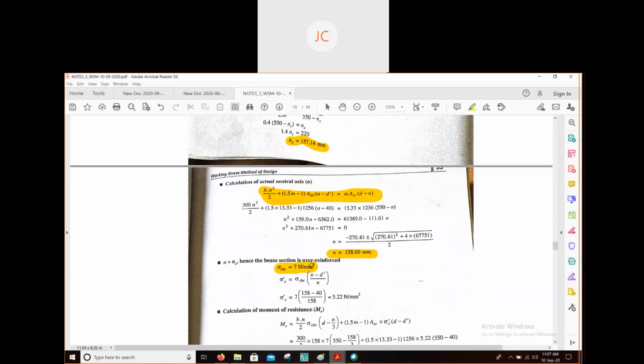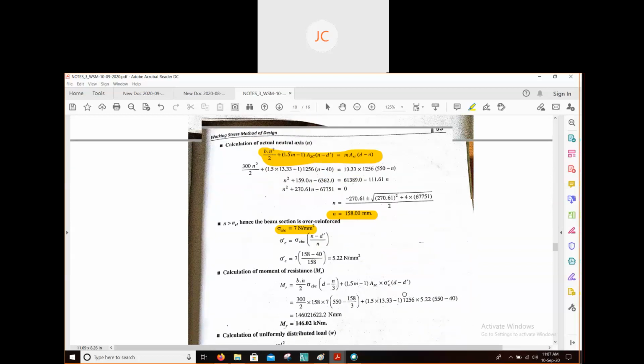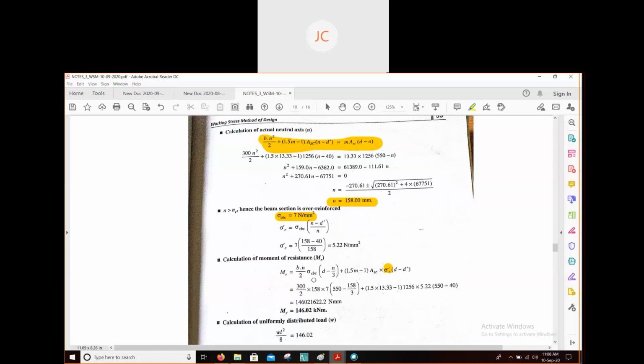So sigma CBC will be 7, sigma C dash equal to this formula. So moment of resistance for an over-reinforced section is this one. It will be exactly same as the under-reinforced section, but the only difference, I have told you before also, will be coming in the sigma C dash value. By using this formula, you have got moment of resistance is this much.